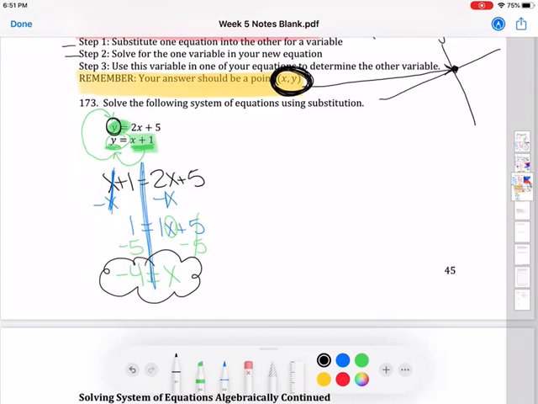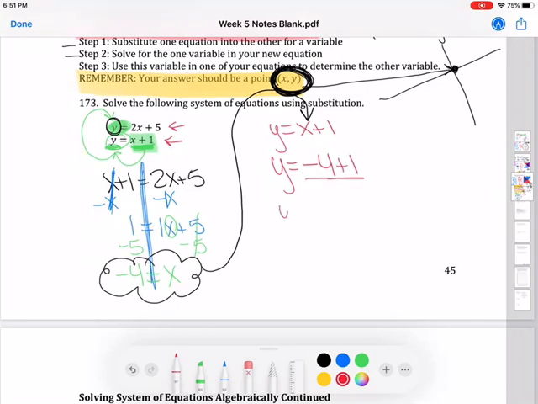Step 3 says to use this variable in one of your equations to determine the other variable. So this step is going to be the same every time, which is rather nice. You can pick whichever of these two given equations in your original system is easiest and plug in that x is equal to negative 4. So I think the bottom one's easier, so I'm just going to rewrite it over here. Again, both of them will work. And then to find y, since you already know what x is, you can take that x value and plug it in right here. So in place of that, it's going to say y equals negative 4 plus 1. And look at how easy it is to solve for y. You just have to do what negative 4 plus 1 is, and negative 4 plus 1 is a negative 3.